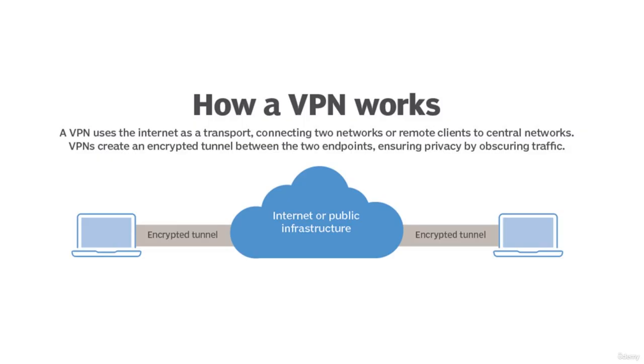All right, so a network's hardware devices usually define the three common types of virtual networks. A virtual private network, or VPN, it's going to use the internet as a transport, connecting two networks or connecting remote clients to central networks. VPNs create a secure, encrypted tunnel between two endpoints, ensuring privacy by obscuring traffic. So through a VPN, all network services on either side of the connection are presented as local services, but in between, they're hidden.